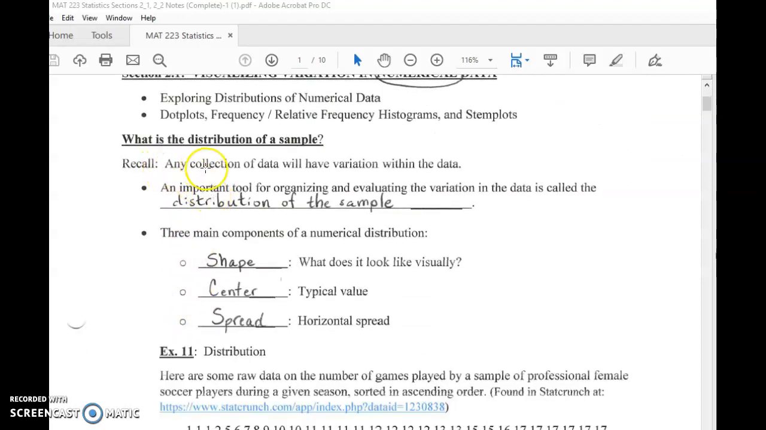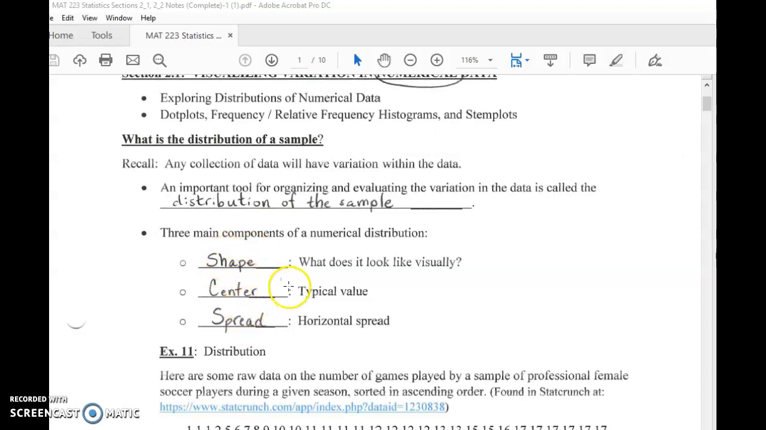So recall that any collection of data will have variation within the data. We'll see differences in the data. An important tool for organizing and evaluating the variation in the data that we see is called the distribution of the sample. There are 3 main components of a numerical distribution that we want to be able to describe. They are the following: shape, center, and spread. I'll probably say those 3 a lot together over time.